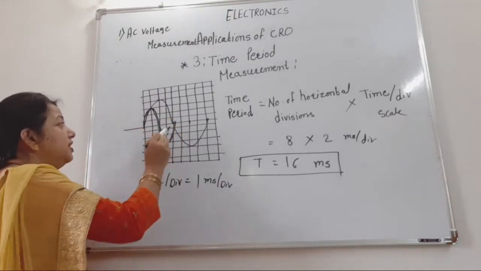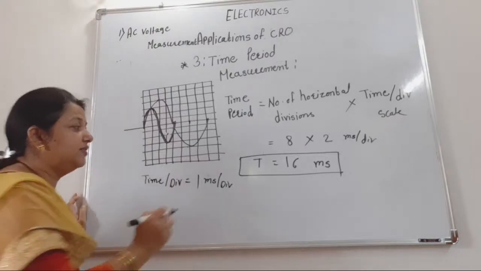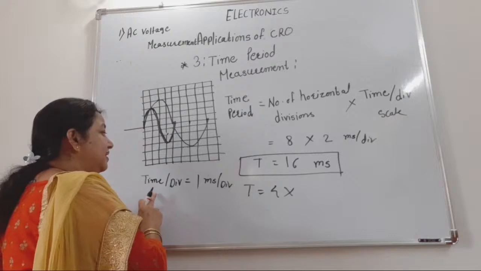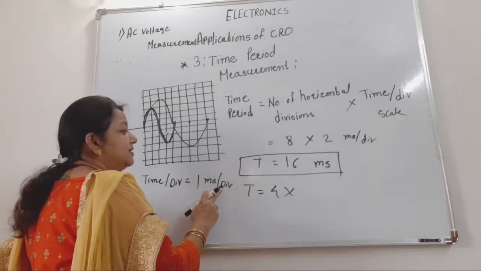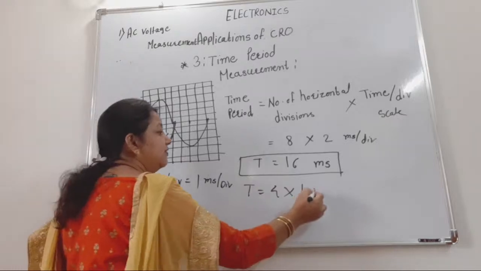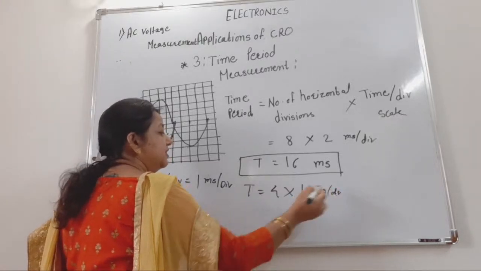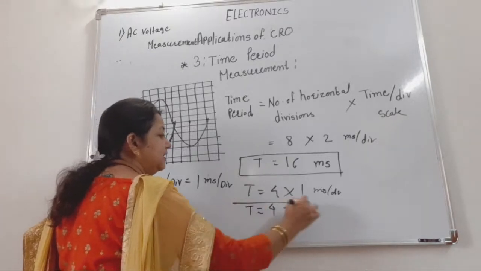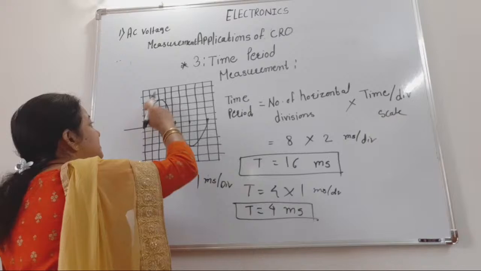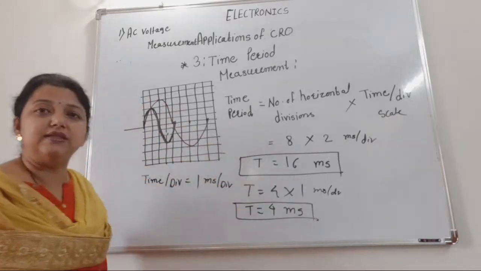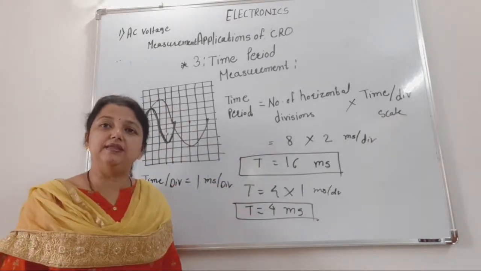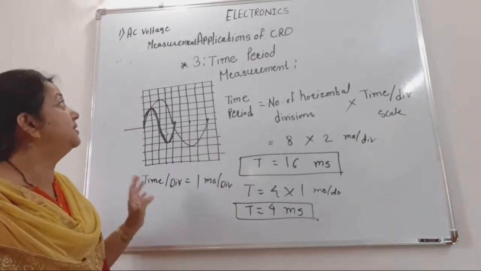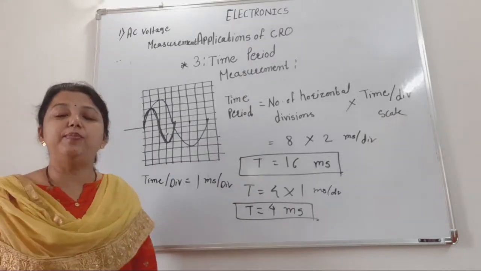So how many horizontal divisions are there? 4 horizontal divisions. Therefore T is equal to 4 multiplied by the time per division scale, 1 millisecond per division. Therefore you have to write here 1 millisecond per division, and your answer is periodic time is equal to 4 milliseconds. And for the earlier one, the periodic time is 16 milliseconds. Any example you may consider, okay? For explanation of this third application, that is the time period measurement.